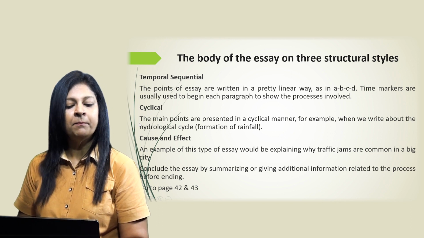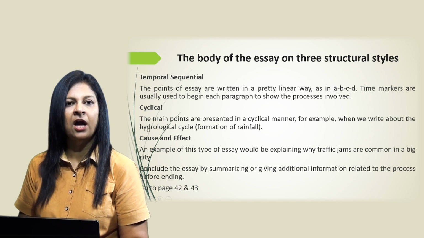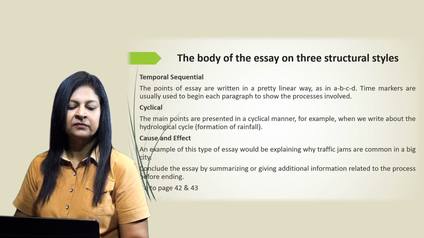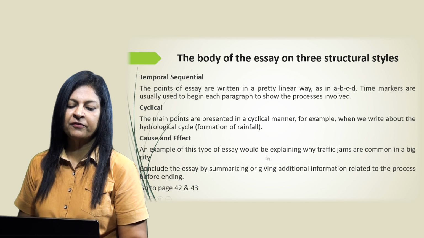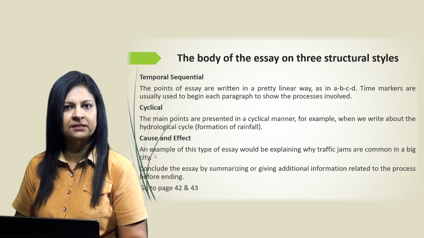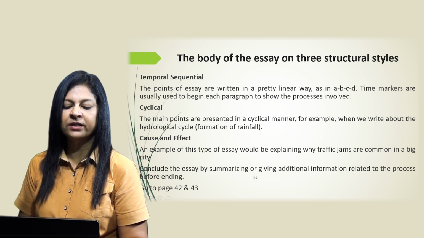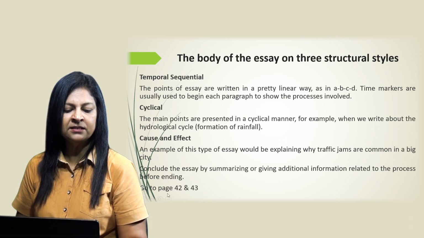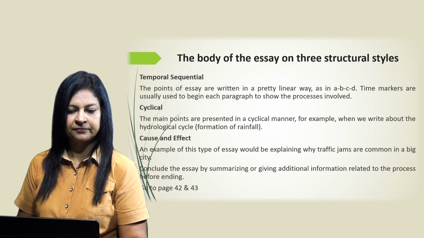Cyclical: the main points are presented in a cyclical manner. For example, when we write about the hydrological cycle, the formation of rainfall. Cause and effect: an example of this type of essay would be explaining why traffic jams are common in a big city. Conclude the essay by summarizing or giving additional information related to the process before ending. Please refer to page numbers 42 and 43 for further information.